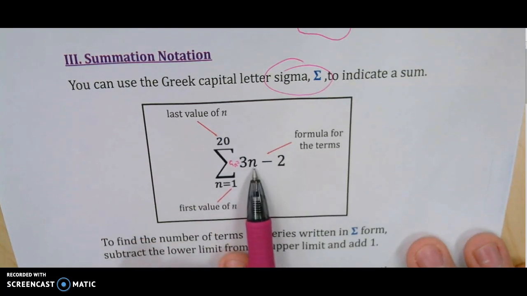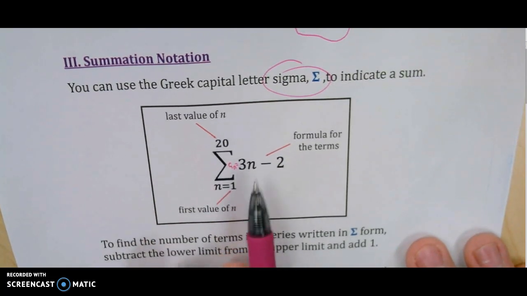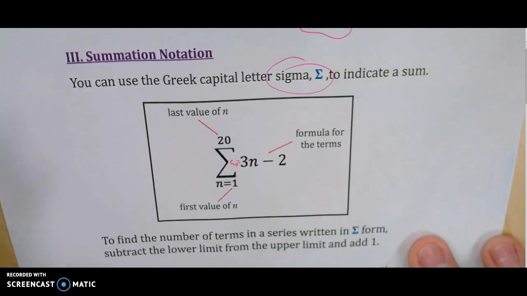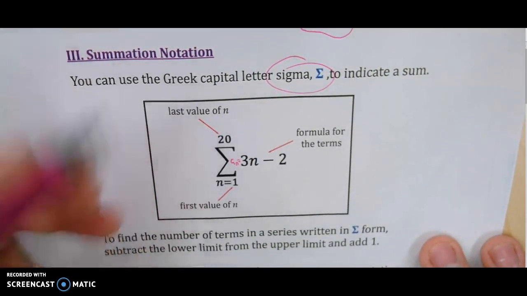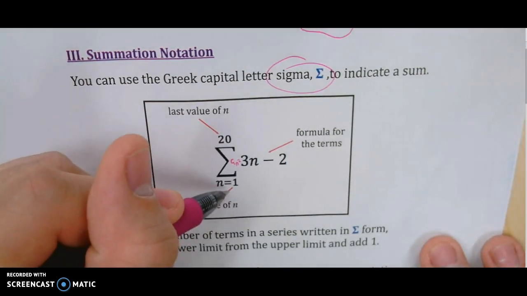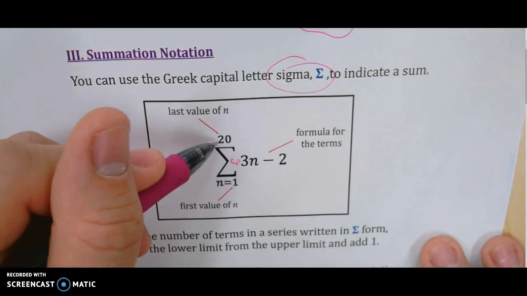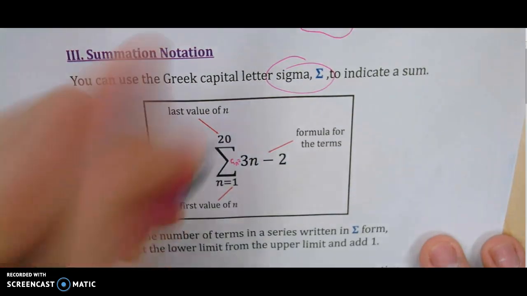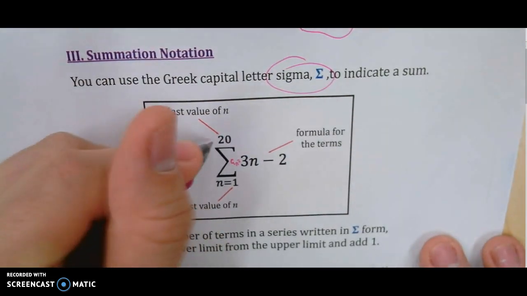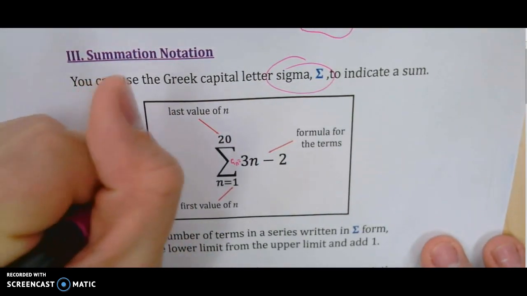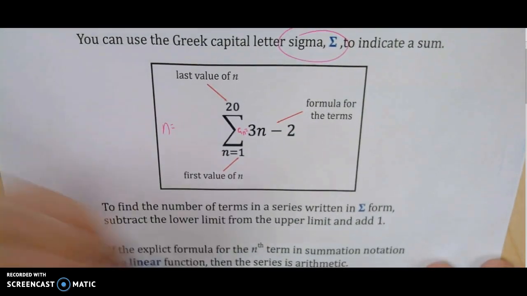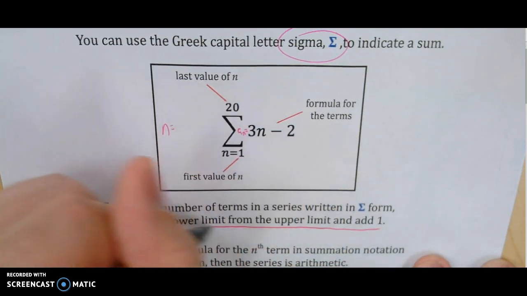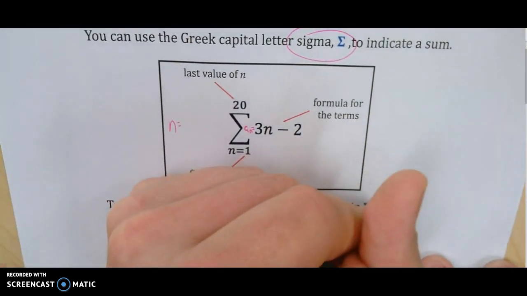If I wanted the first term, I'd plug in a 1. If I wanted the third term, I'd plug in a 3, so on and so on. The index values on your sigma will tell you what term you are starting at and what term you are ending at. The actual number of terms, and this is where it's going to get a little convoluted and weird, is going to be the upper limit minus the lower limit, and then add 1.